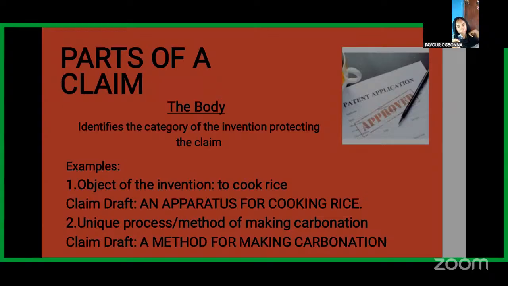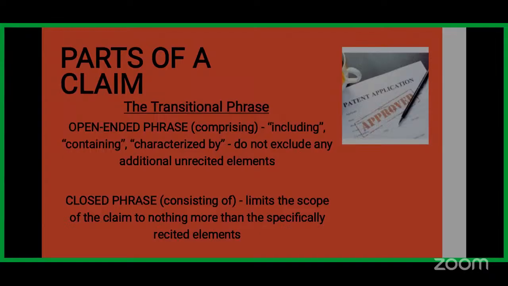The transitional phrase is divided into two: the open-ended phrase and the closed phrase. The open-ended phrase includes comprising, including, containing, and characterized by. This basically does not exclude any additional elements. The closed phrase, consisting of, limits the scope of the claim to nothing more than the recited elements. And we have the body. The body recites and interrelates all of the elements.